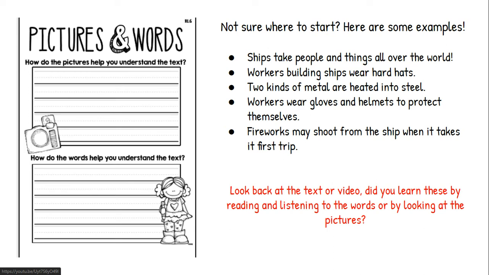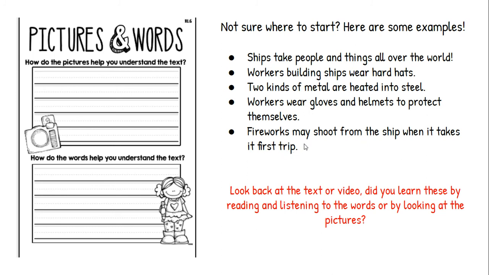Look back at the text in the video. Did you learn these by listening to the words or by looking at the pictures? If you learned them by looking at the pictures, then you'll write them in the first box that says, how do the pictures help you understand the text? If you learn this information by reading or listening to the words, then you'll write it in, how do the words help you understand the text? So the top box is for information from pictures, and the bottom box is for information from words.